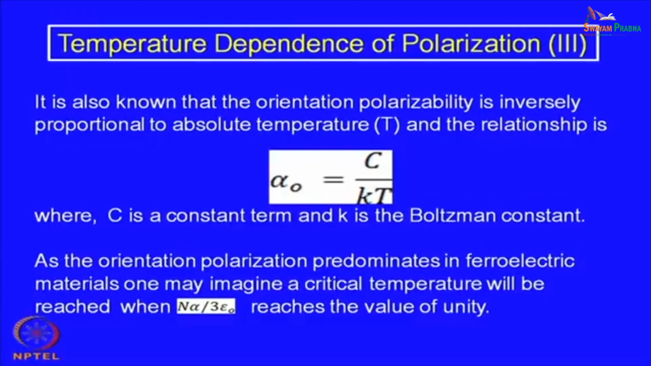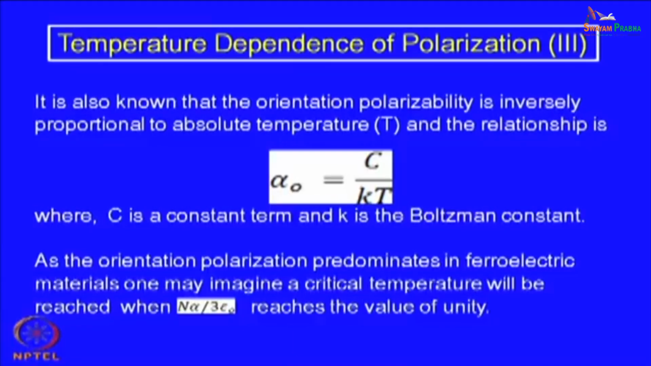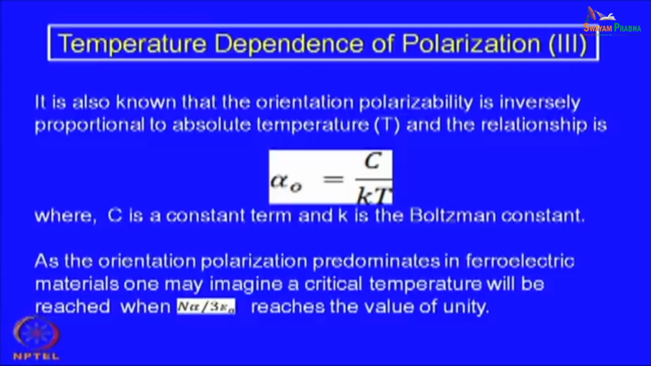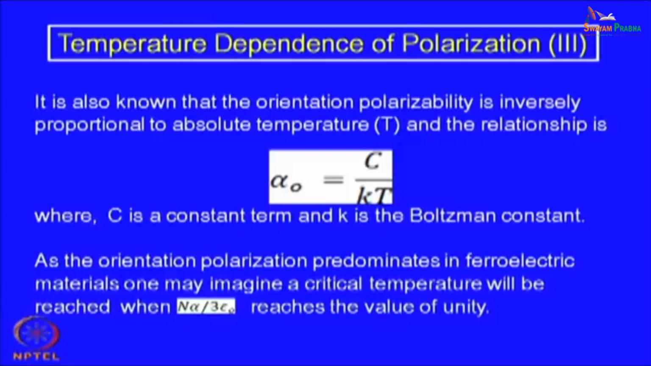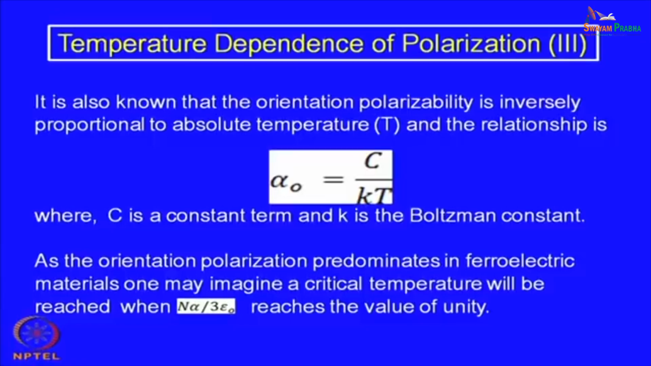It is also known that the orientation polarizability alpha is inversely proportional to the absolute temperature. This is where the temperature dependence of the overall polarization comes from. The relationship is alpha O, not alpha 0, the orientation polarizability, which is inversely proportional to the absolute temperature through this relationship. C is a constant, and K is the Boltzmann constant. So, it is inversely proportional to temperature. This is one relationship of the orientation polarizability.